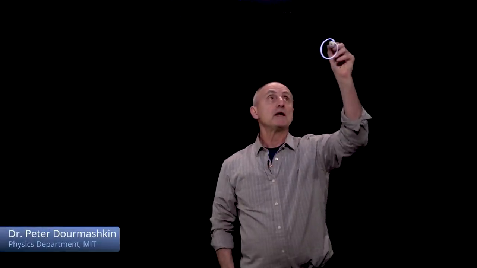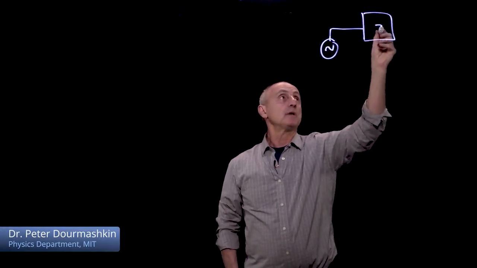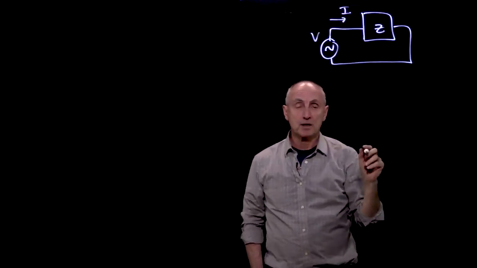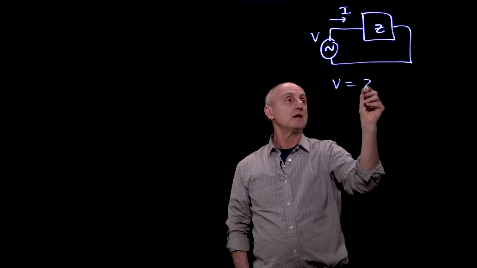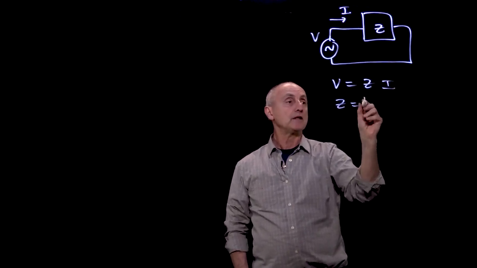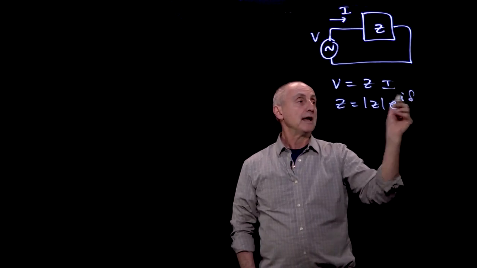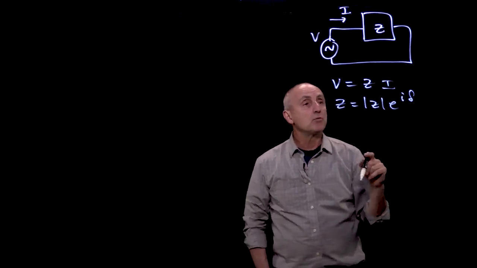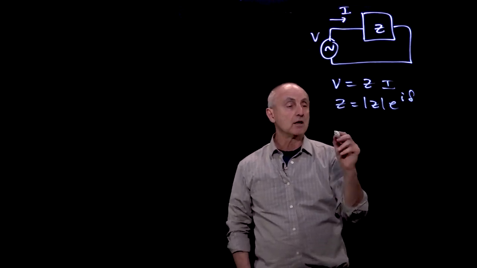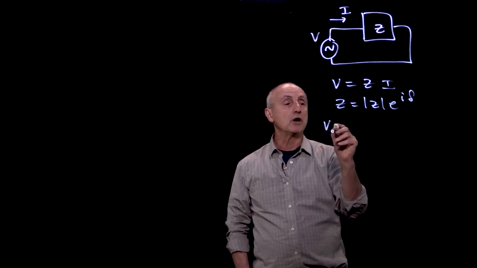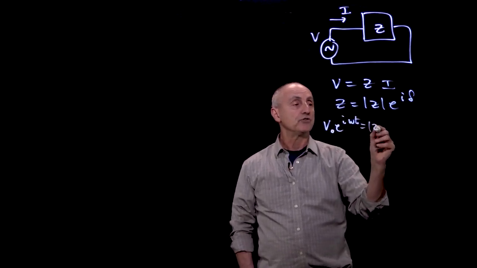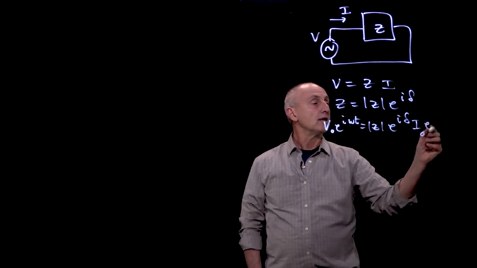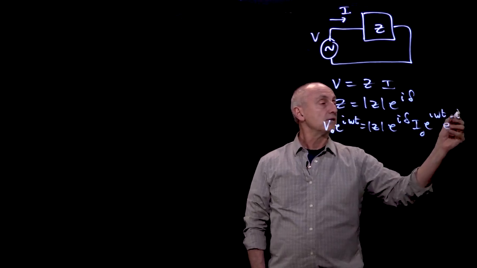When we describe an AC circuit with a voltage source and some impedance in a box, with a voltage and a current, we saw that when we write V equals ZI, and we write the impedance as an amplitude, a modulus, and a phase, then what we said was that if we know Z, we can put in V naught e to the i omega t equals Z times e to the i delta times I naught e to the i omega t e to the minus i phi.